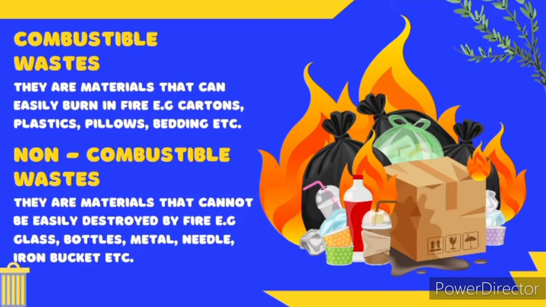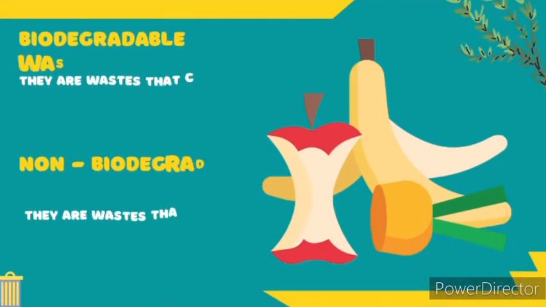What do you mean by combustible waste? They are materials that can easily burn in fire. Examples: cartons, plastics, pillows, beddings, etc. Then non-combustible waste are materials that cannot be easily destroyed by fire. They cannot be easily burnt in fire. Examples: we have glass, we have bottles, we have metal, needles, and so on.